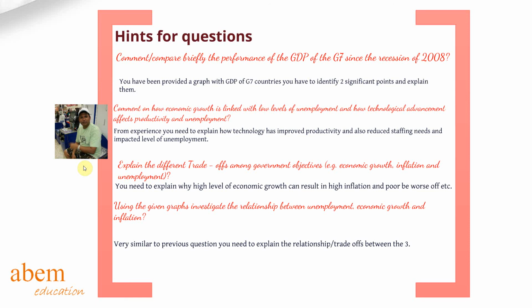The next question is about explaining the different trade-offs among government objectives, for example economic growth, inflation, and unemployment. What I'm looking for is, you need to explain why a high level of economic growth can result in high inflation and the poor being worse off, etc. So you're looking at the difference between the 3.